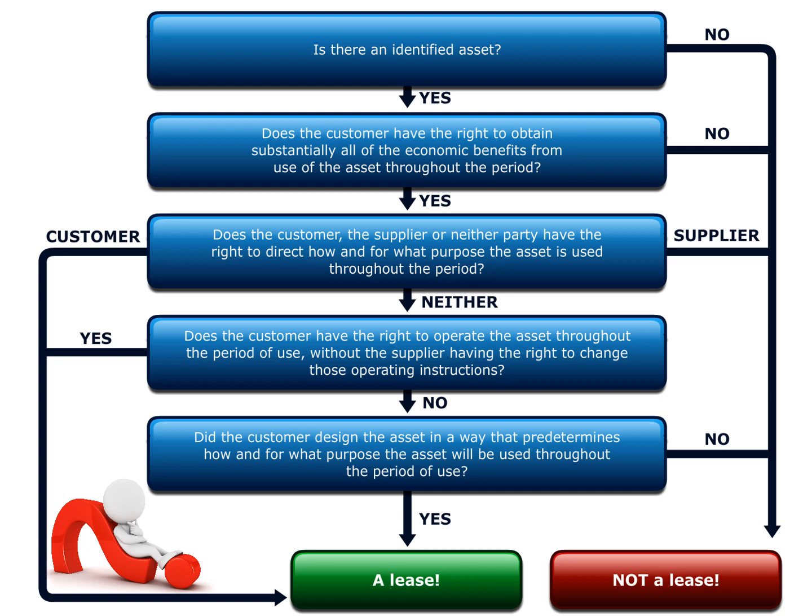And that says, does the customer have the right to operate the asset throughout the period of use without the supplier having the right to change those operating instructions? If the answer there, again, is yes, then once again we have a lease. If the answer to that is no, the last thing it says to us is, did the customer design the asset in a way that predetermines how and for what purpose the asset will be used? In other words, once again, this is effectively a customized asset. If the answer to that, as we saw earlier, was yes, you're within leases. If it's no, you're outside leasing.